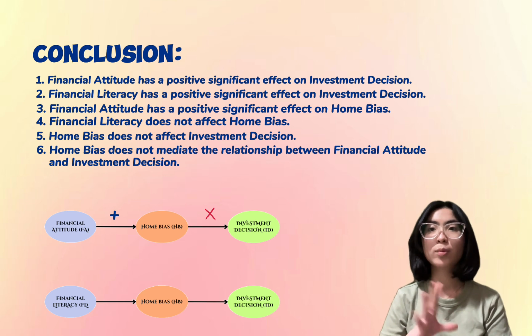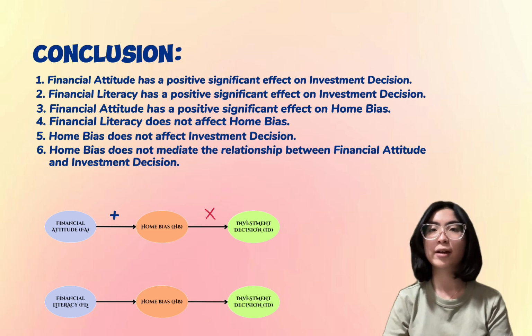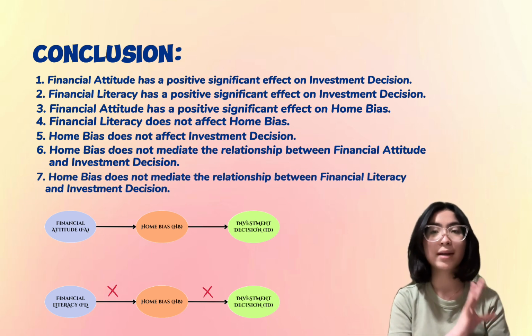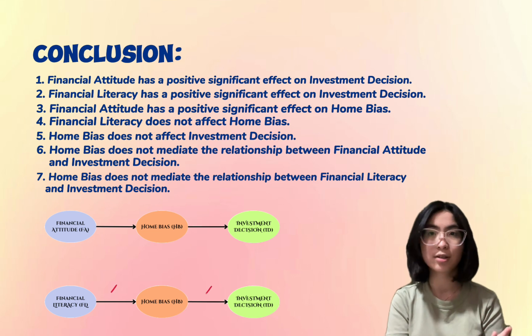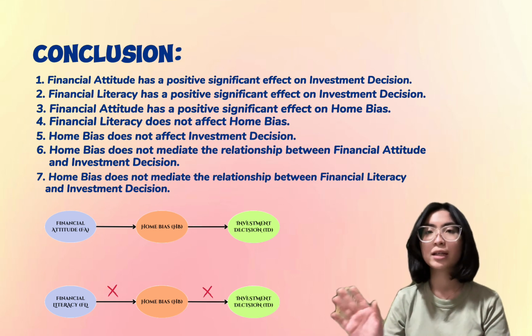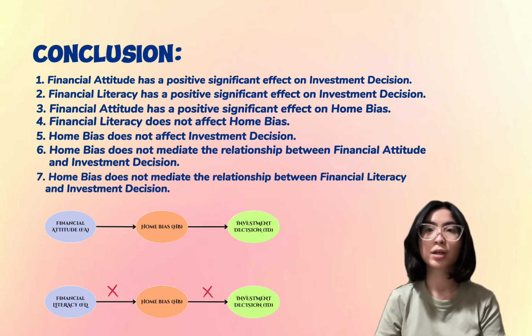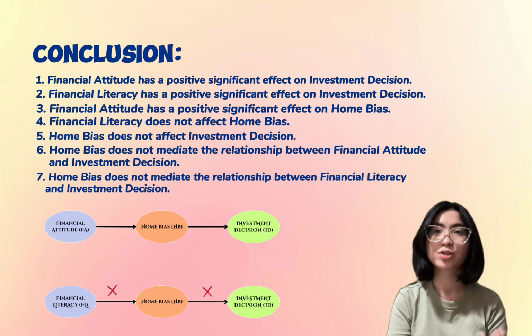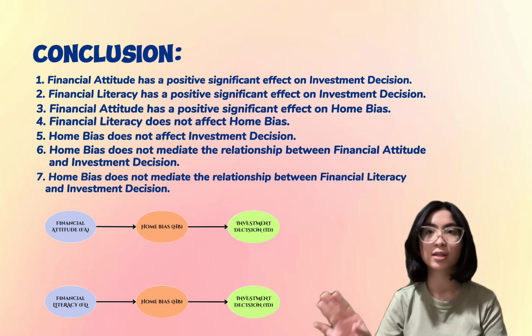It means there is no mediation because there is no indirect effect since home bias to investment decision is not significant. Lastly, home bias does not mediate the relationship between financial literacy and investment decision. It means there is no mediation because there is no indirect effect since financial literacy to home bias is not significant and home bias to investment decision is not significant as well.